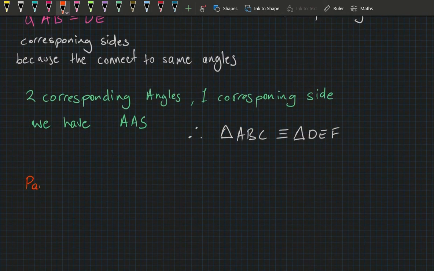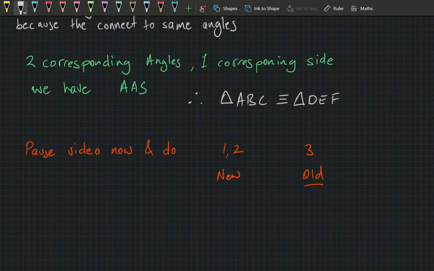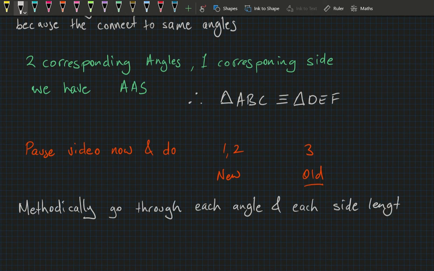Pause the video now and work on questions 1 and 2 in the new book and question 3 in the old book. I think it'll be nice and easy if you methodically go through each angle and each side length. Anyhow, I'll see you in the next section.